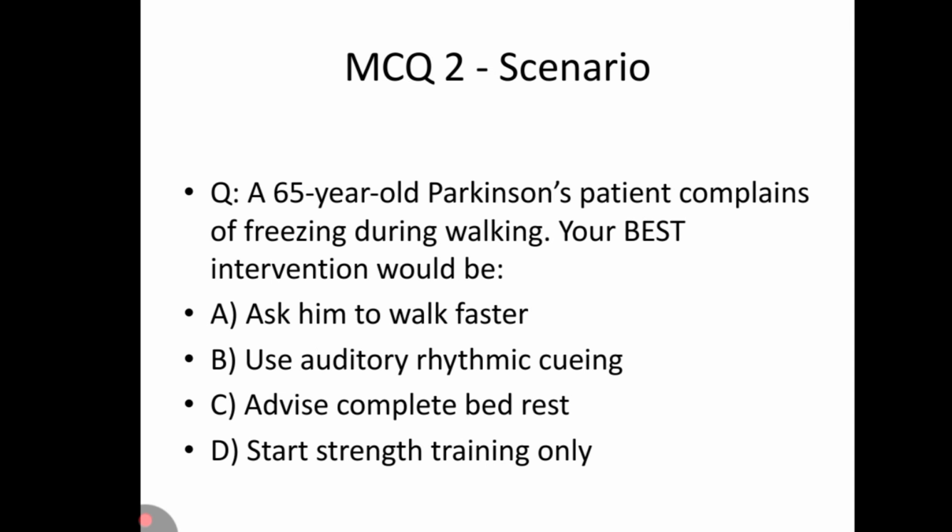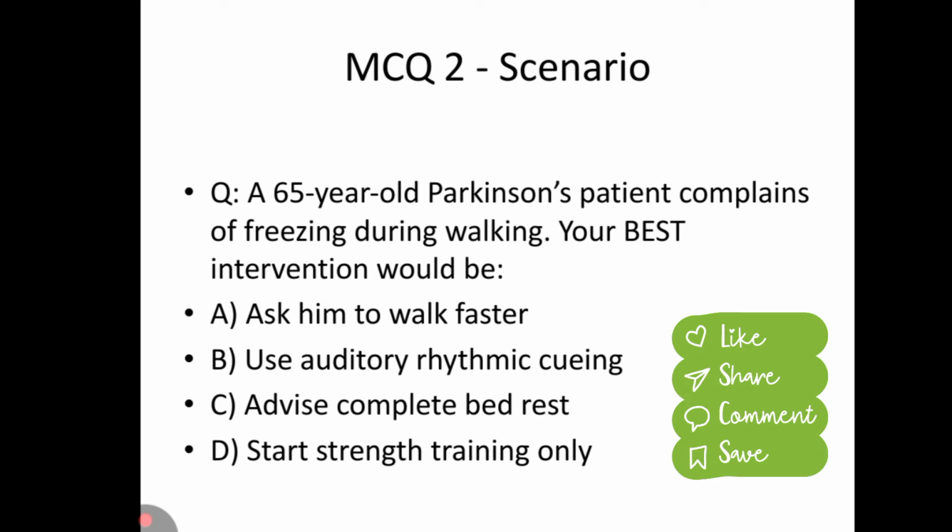Number 2 MCQ: a 65-year-old Parkinson patient complains of freezing during walking. Your best intervention would be: option A, ask him to walk faster. Option B, use auditory rhythmic cueing. Option C, advise complete bed rest. And option D is start strength training only. And I want the answer in the comment section.